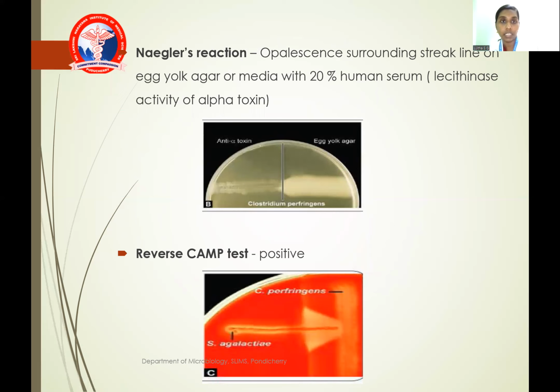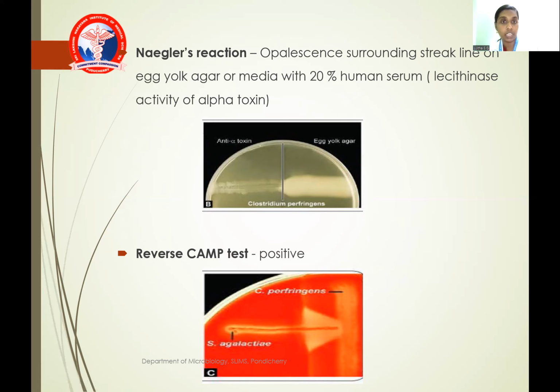The second one is the Nagler reaction. When we inoculate the organism on the egg yolk agar, you can see opalescence surrounding the colonies. This is the area where the organism was inoculated, and in this portion you can see opalescence surrounding the colonies. This is because of the lecithinase activity of alpha toxin.